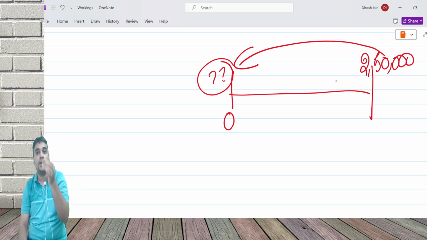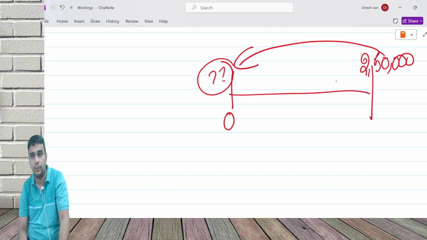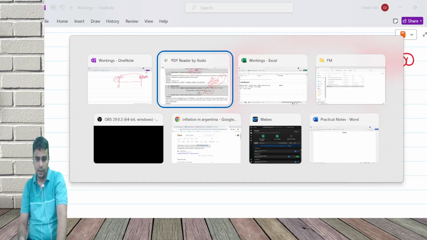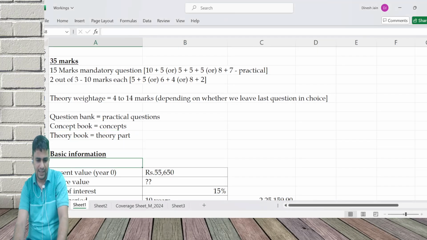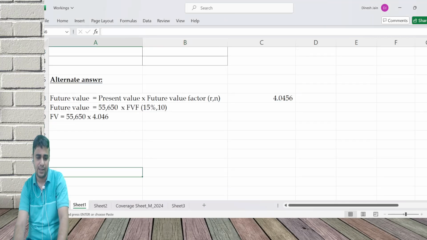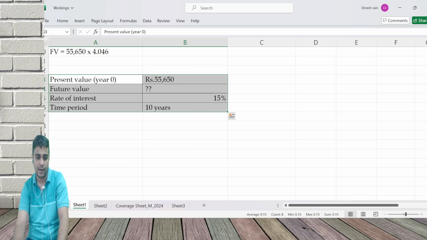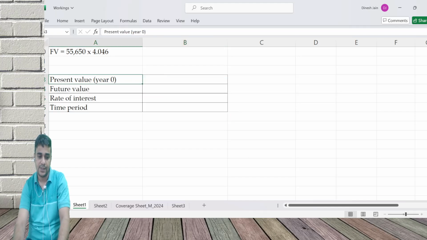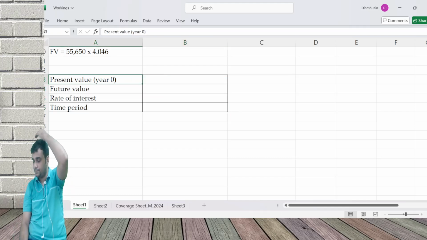How will you do discounting? Divided by (1 plus r) the whole power n. That will do discounting. Compounding is into (1 plus r) the whole power n. Discounting is divided by (1 plus r) the whole power n. Any doubts on this? Clear? Now write the basic data. I'll keep writing it. Initial questions, let's get full clarity: present value, future value, rate of interest, time period.